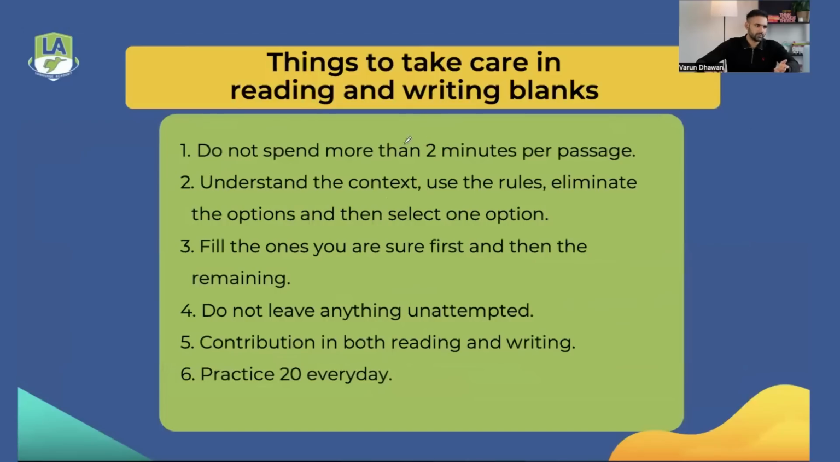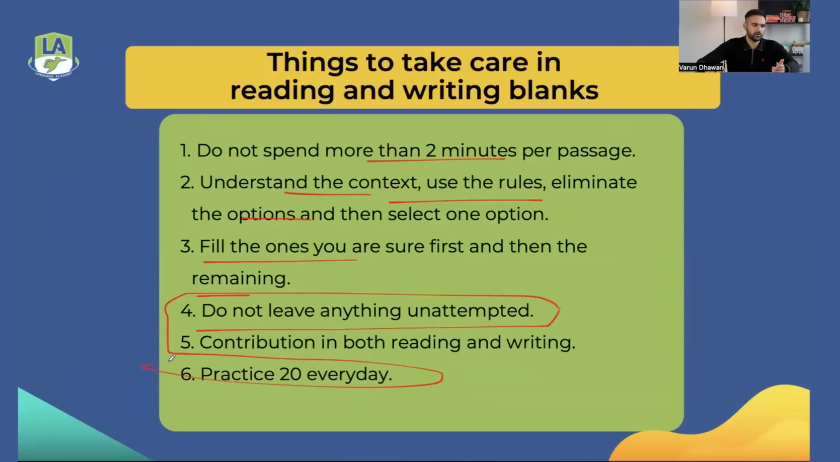So this was the first question type of your reading module. As I've just mentioned, do not spend more than 2.5 minutes. Use the rules, eliminate the options based on the context. Fill the ones you're sure about first, and then the remaining ones. Do not leave anything unattempted. There's no negative marking. Practice around 20 every day. This contributes in reading and writing both.